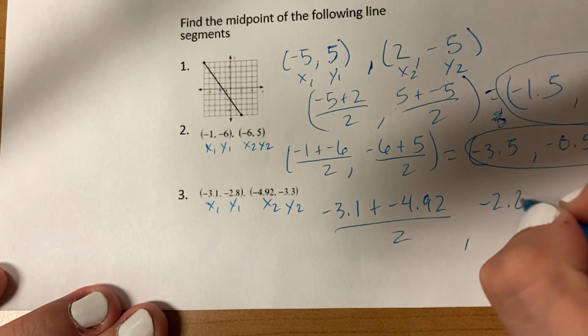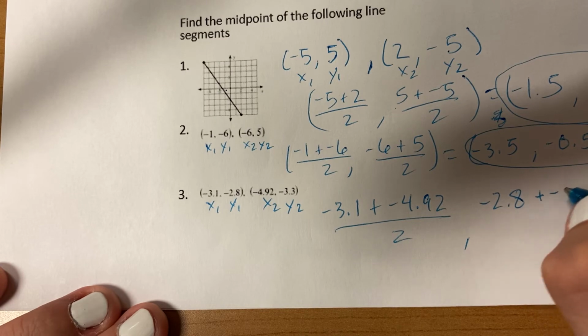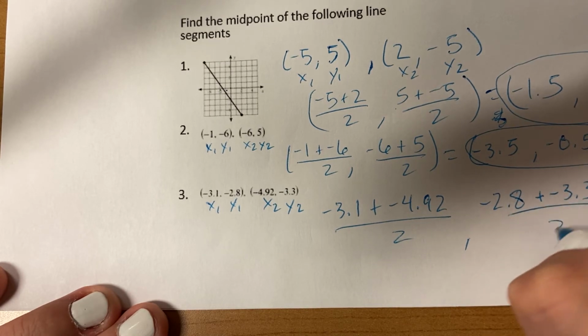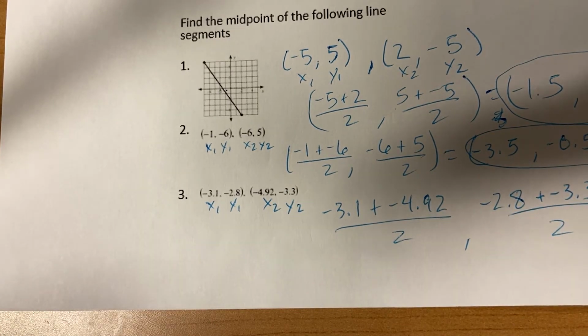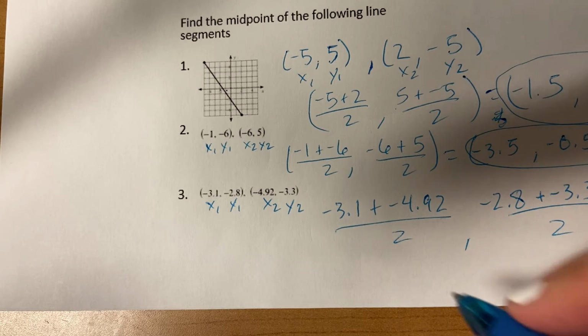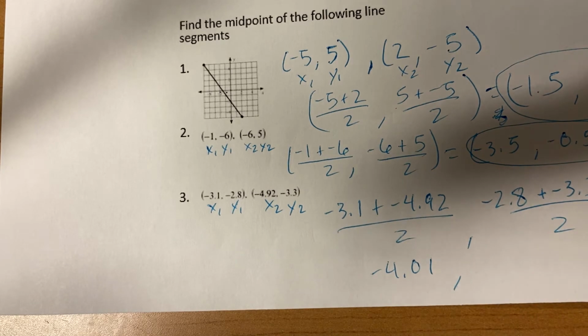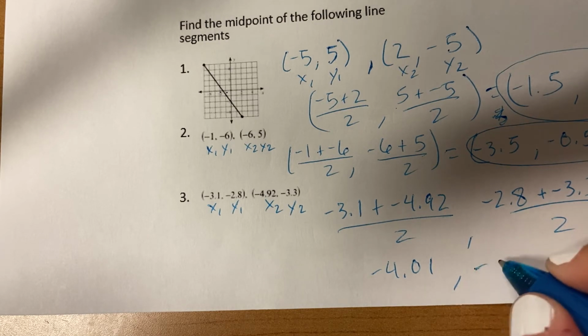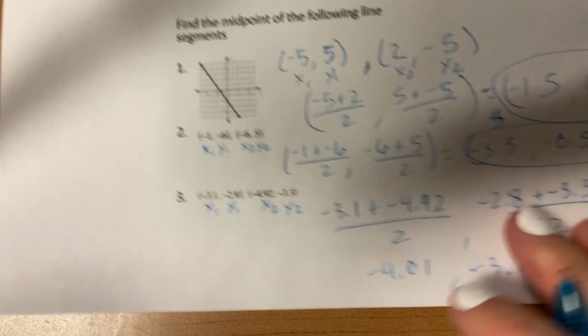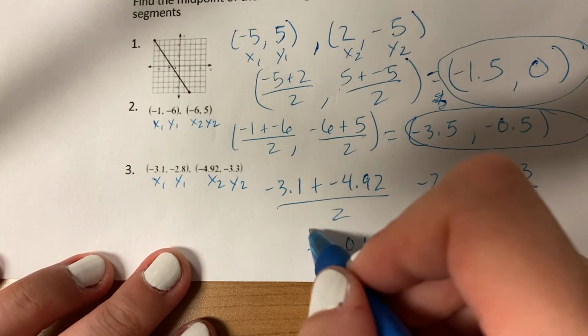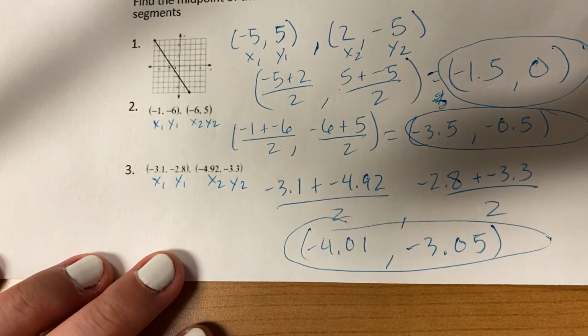I would definitely use your calculator for these. So -3.1 plus -4.92 divided by 2 is -4.01. -2.8 plus -3.3 divided by 2 is -3.05. There you go.